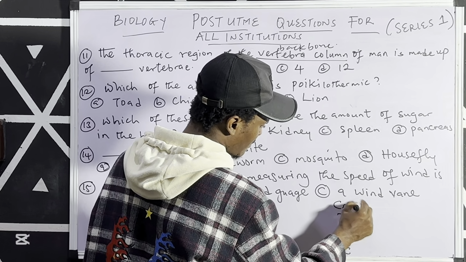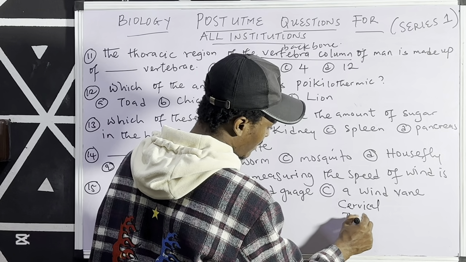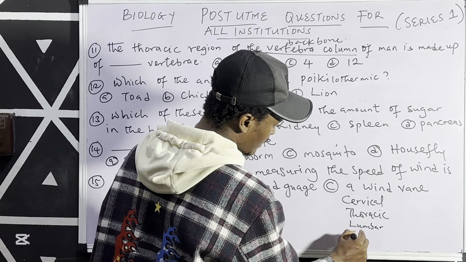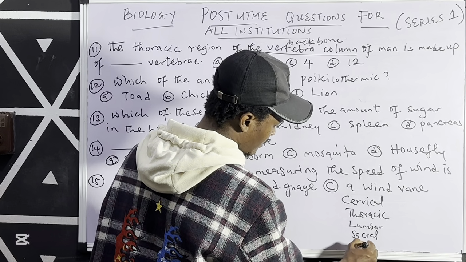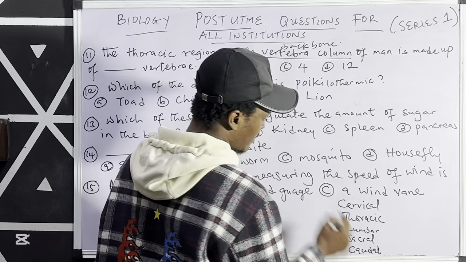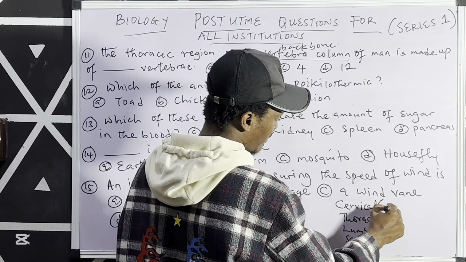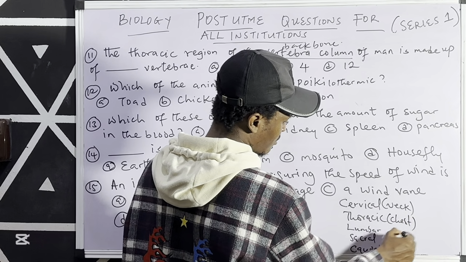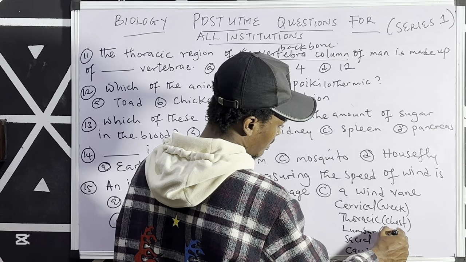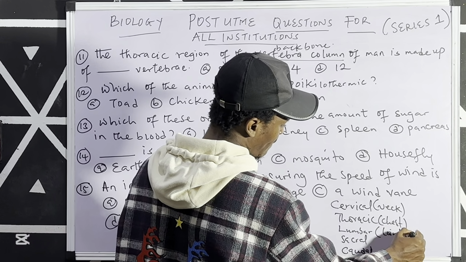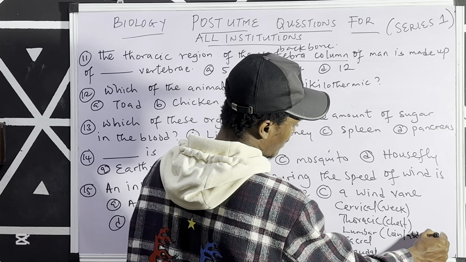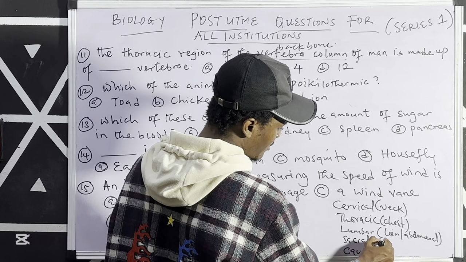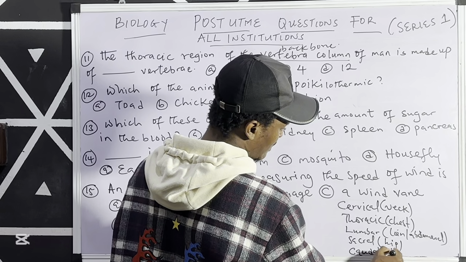This is the cervical region. Then we have the thoracic, then the lumbar, then the sacral and the caudal. The cervical is found in the neck region. The thoracic is found in the chest region. The lumbar is found in the loin or abdominal region. The sacral is found in the waist or hip region, while the caudal is found in the tail region.